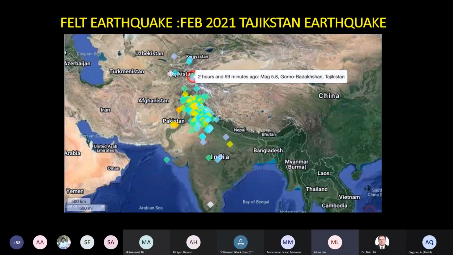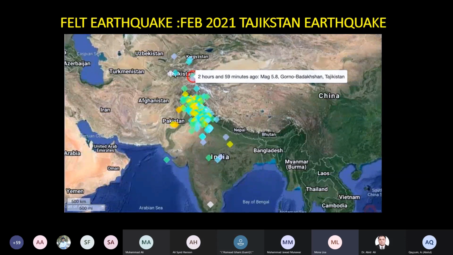And sometimes, due to these felt earthquakes, we are experiencing damage and destruction, even in some parts of Pakistan where the epicenter of the earthquake is not at that specific location, but far away from Pakistan. But due to the larger magnitude and some tectonic or geological similarity, seismic waves spread out in all directions, and then they can cause huge damage even in Pakistan. So these earthquakes are known as felt earthquakes.